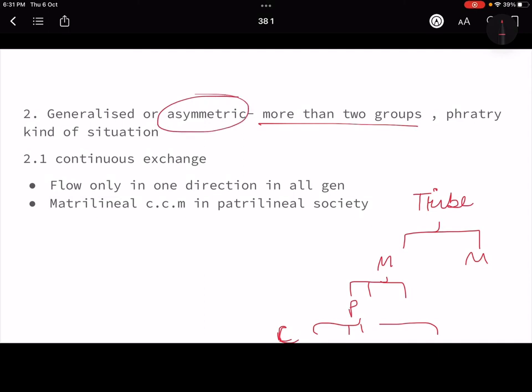अब asymmetric में भी there are two kinds of exchanges. First is continuous exchange. That means there is only flow of girls in one direction in all generations. Do not worry, I am going to make a diagram and make you understand. Just listen for now. तो example क्या है? Matrilineal cross cousin marriage in patrilineal family. Now just see this. Let me draw it.